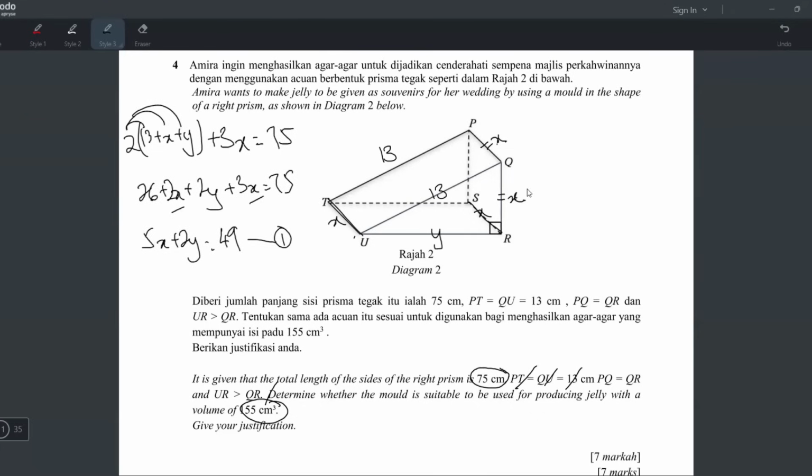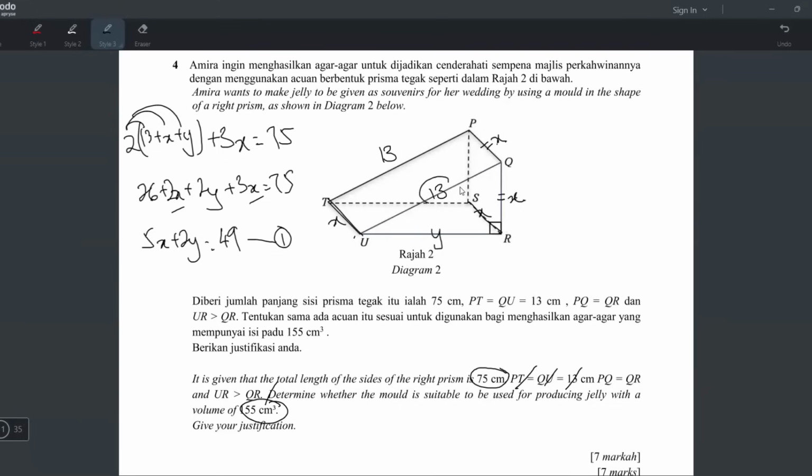So I think I need to cari XY dulu lah. After cari XY, then baru kita boleh cari volume, and then baru kita boleh tahu whether the volume is more than 155 or less than 155. But first I need to find XY. So I have to form another equation myself. So we can use Pythagoras theorem, because you can see that this is a right angle triangle ma.